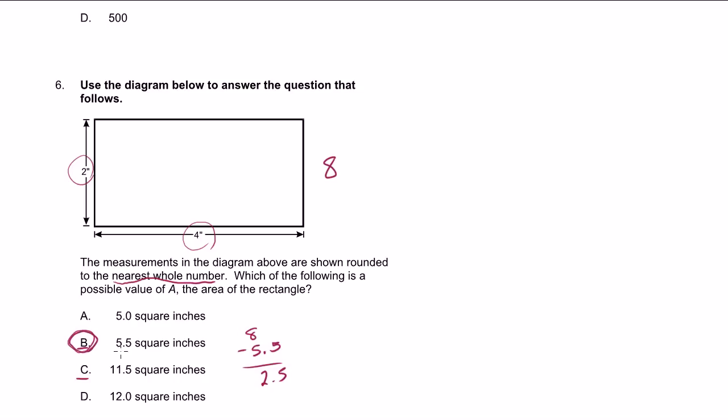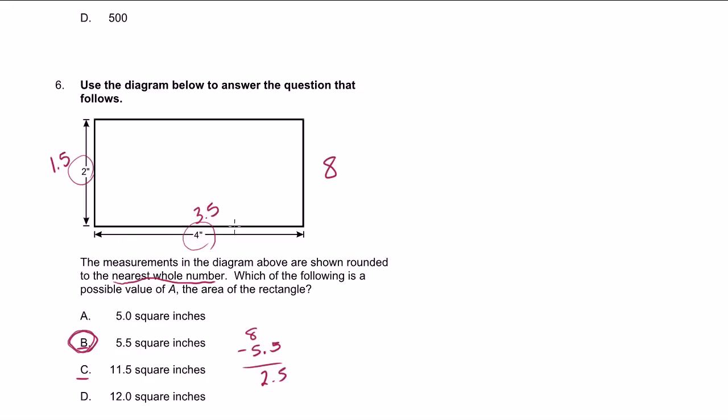But just to verify that this definitely could be an answer, if these are rounded to the nearest whole number, then this one could be as low as 1.5 inches, right? If this dimension is actually 1.5 inches, when they rounded it, they would have made it 2. It couldn't have been 1.49 because then they'd have rounded it down. Similarly, this could have been as low as 3.5. When they rounded, they would have rounded it to 4. It couldn't have been 3.49 because then they would have rounded it down to 3.